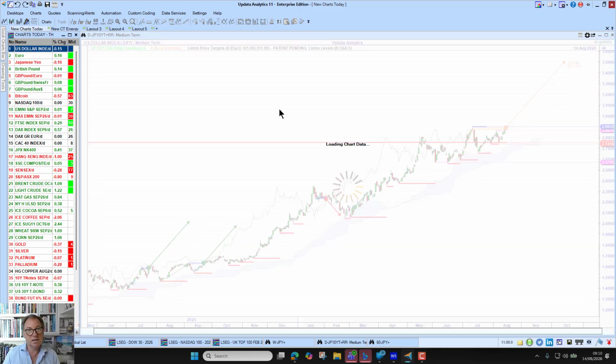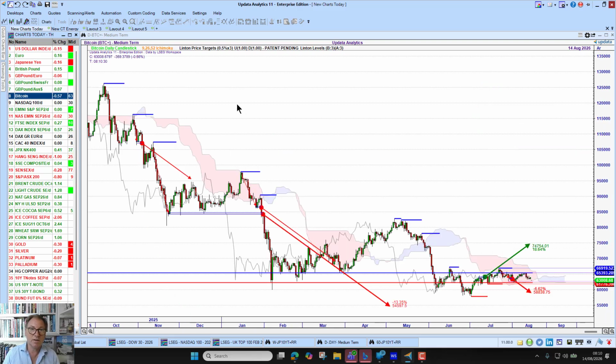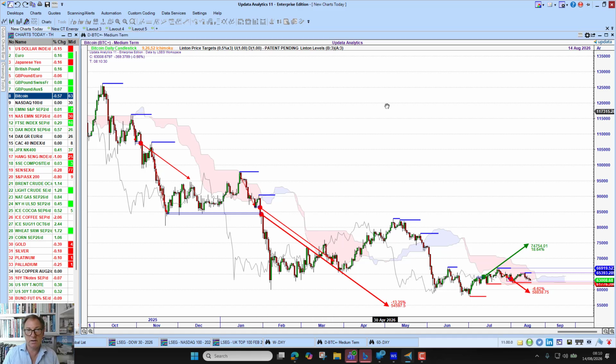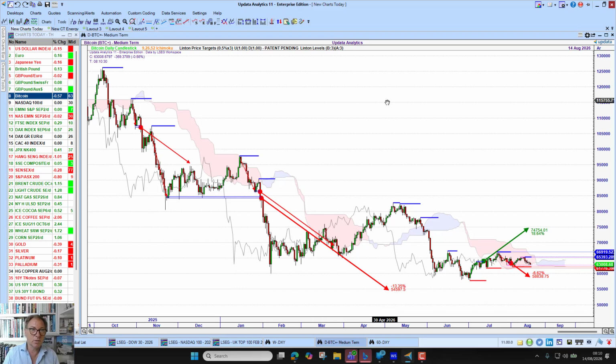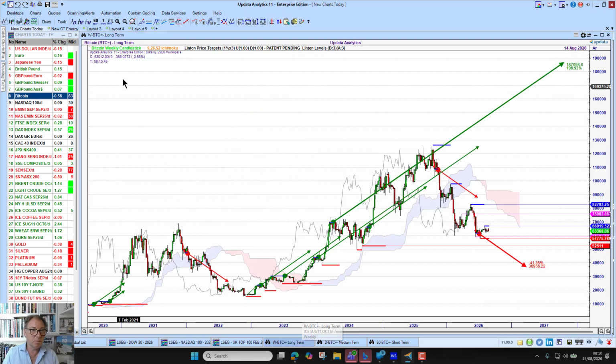The dollar index is fairly flat. This is the measure against various currencies. We did look yesterday at the Chinese yuan. We are seeing yuan strength, dollar weakness, so that's quite interesting. Bitcoin remains bearish on the medium term, the short term and the long term, so it'd be a brave trader taking long-term positions in Bitcoin.